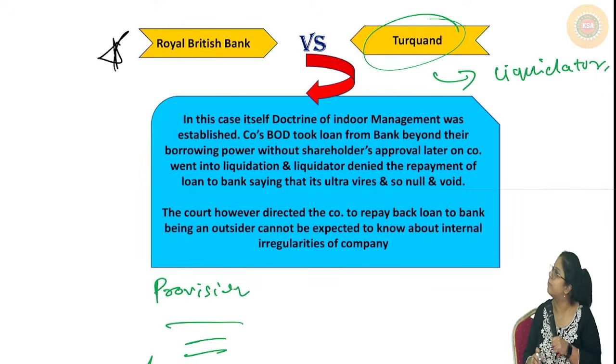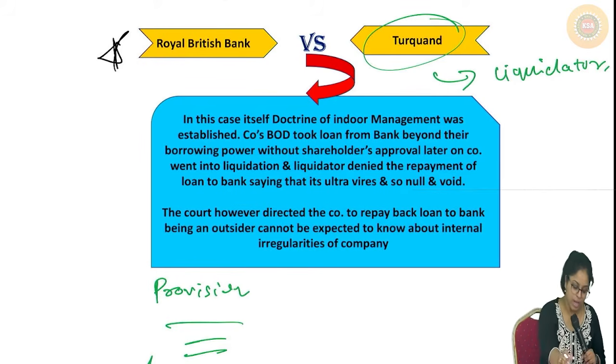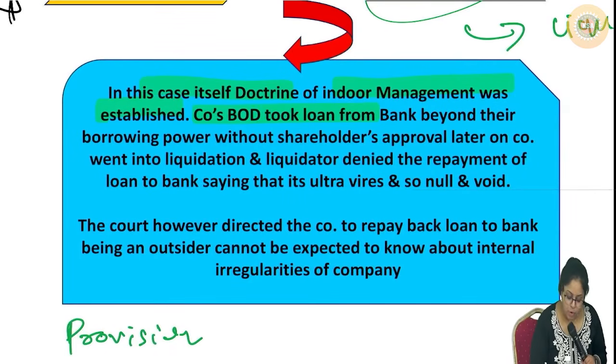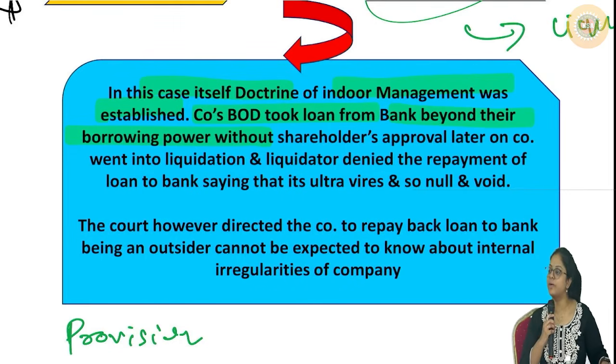So this particular person, Turquand, was appointed as a liquidator for a company. That company took a loan from the Royal British Bank. In this particular case, the doctrine of indoor management was established. Why it was established, we'll see later. The company's board of directors took a loan from the bank beyond their borrowing power. What do you mean by beyond their borrowing power? They were not supposed to take it, but they still went ahead and took that loan.